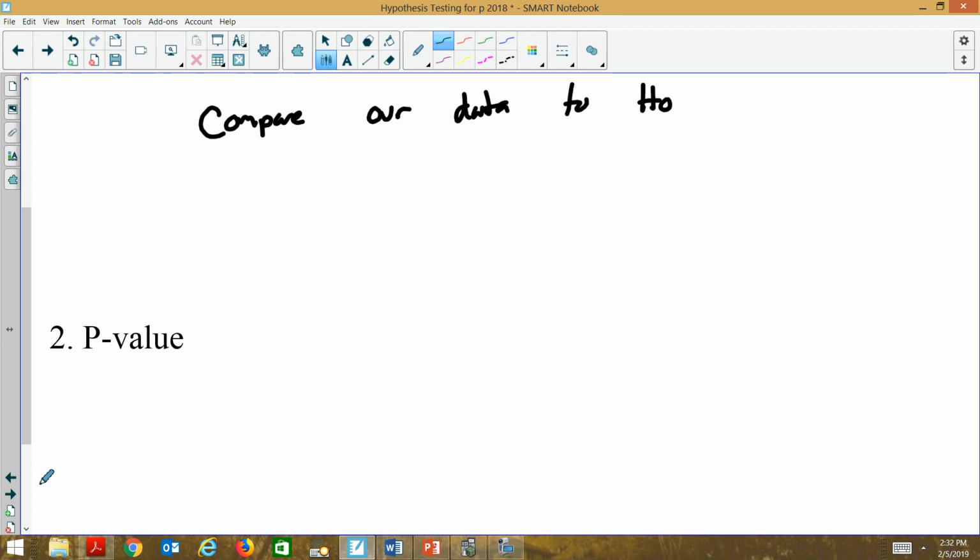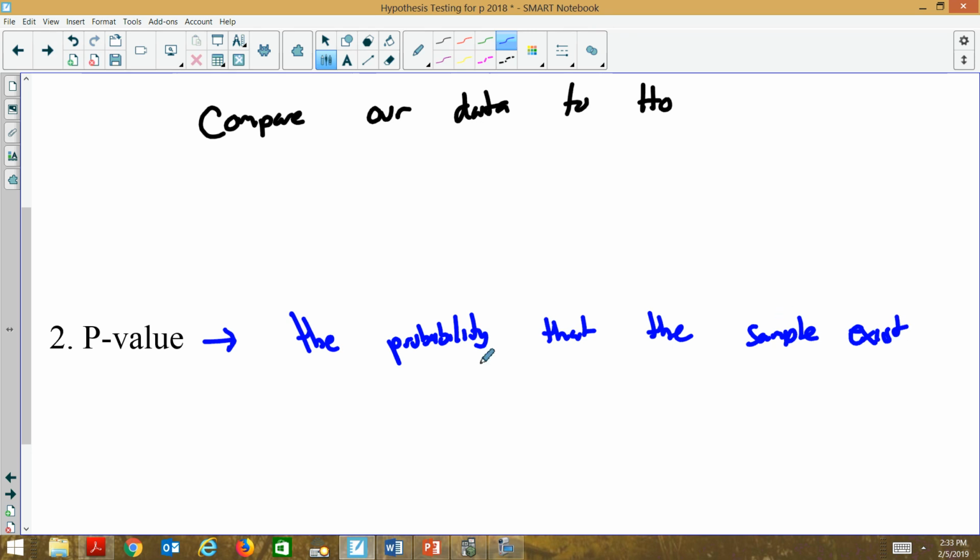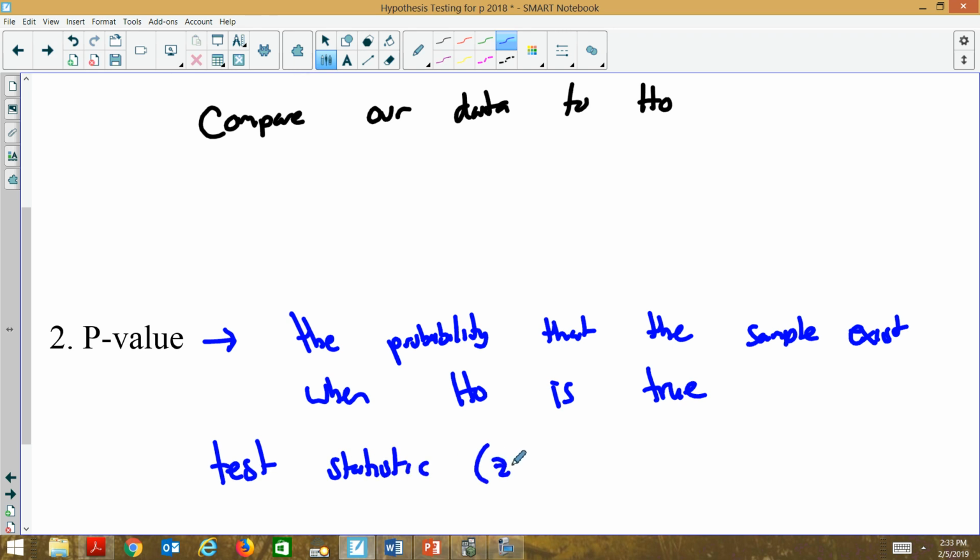The second thing is what we're going to call a p-value. I will talk more about what a p-value is in class, but the p-value is the probability that the sample exists when the null hypothesis is true. So this p-value actually comes from a test statistic, better known as z-score.